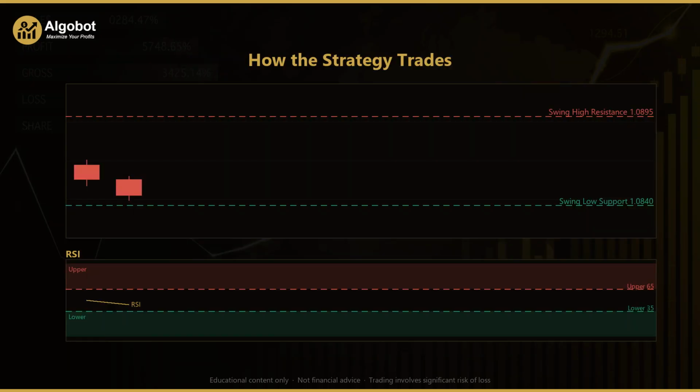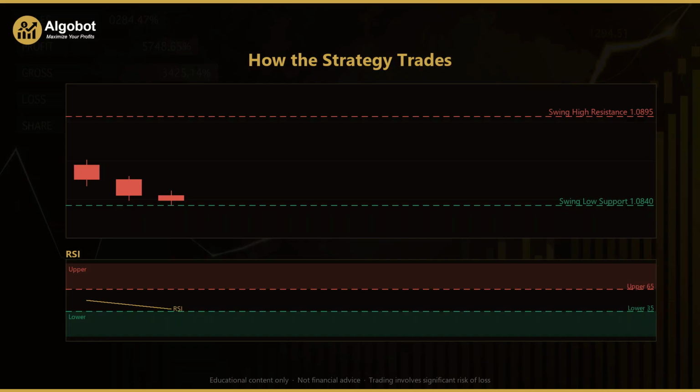Let's bring this strategy to life on a chart. What you're looking at is an illustrative EURUSD sequence, with the candles up top and the relative strength index in the panel below. I've drawn two dashed levels, a swing low support at 1.0840 and a swing high resistance at 1.0895. Watch how the strategy treats each one.